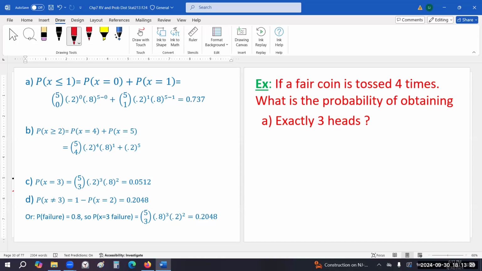Let's say you're doing it for 40 times, okay? Just in case. We are flipping 40 times. There are 40 trials. What is the probability that in all these 40 trials, we have exactly 3 heads?